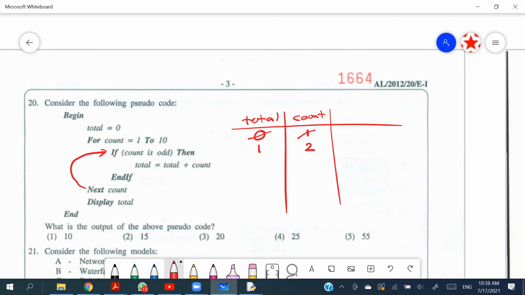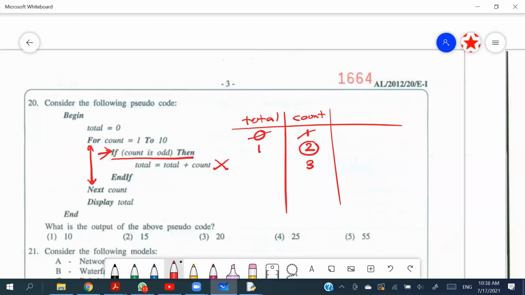From here you have to go to here, right? The next count means going to the next iteration of the for loop. So you are going to consider here again, right? If count is odd, now count is not odd, it is 2. 2 is not an odd number, so we are not going to this particular statement. So end if, and next count is taken, so count will become 3. Then the if condition is checked, count is odd, so yes, it will be written as 3, right?